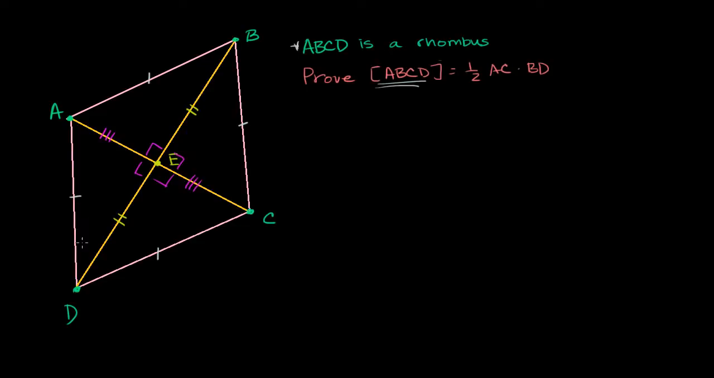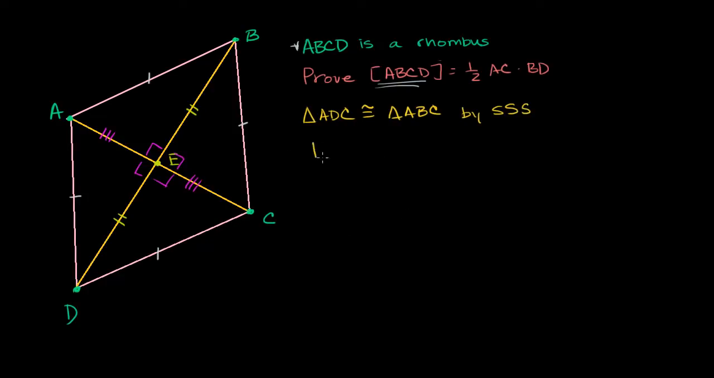So the easiest way to think about it is, if we can show that this triangle ADC is congruent to triangle ABC, and if we can figure out the area of one of them, we can just double it. So the first part is pretty straightforward. We know that triangle ADC is going to be congruent to triangle ABC, and we know that by side congruency. This side is congruent to that side, this side is congruent to that side, and they both share AC right over here. So this is by side.